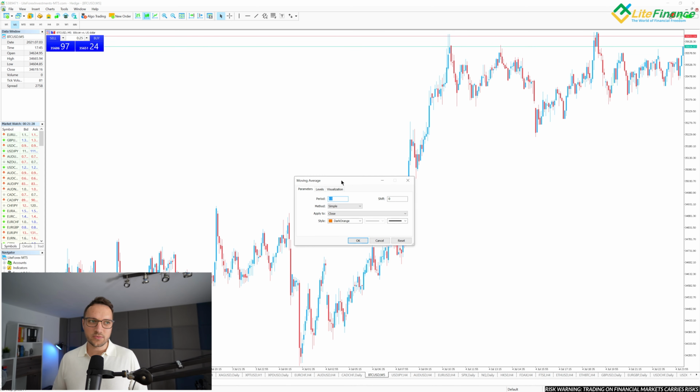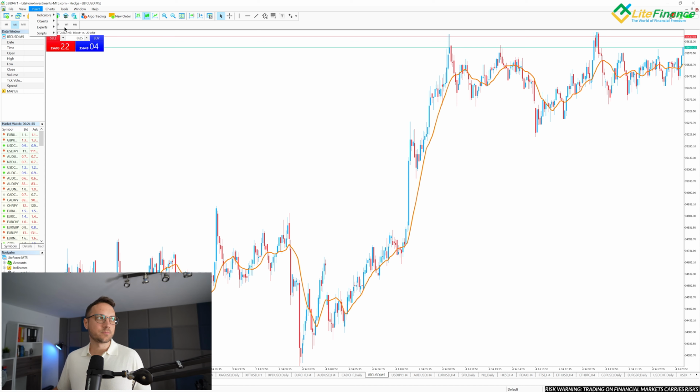This is the MetaTrader 5 platform. You have it available for free on the LiteFinance broker. And this moving average is also a built-in indicator, so without any problem, you can use it while trading. The first moving average will be 13 period, dark orange, the thickness is okay.